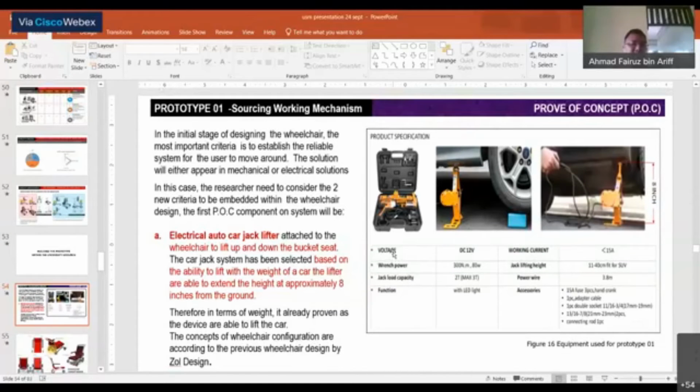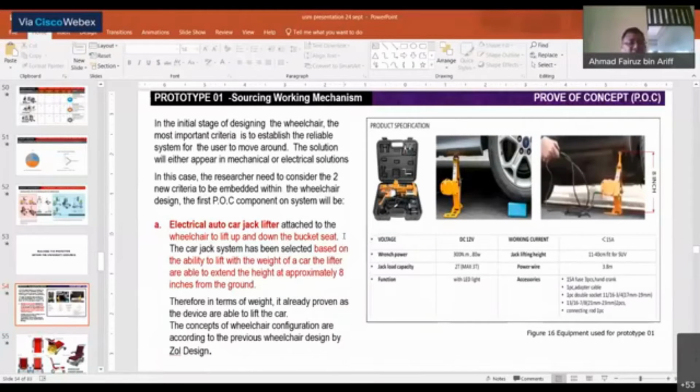Okay, so first, what we do is we source for a working mechanism, because the first phase is to do a proof of concept. In the initial stage of designing the wheelchair, the most important criterion is to establish a reliable system for the user to move around.